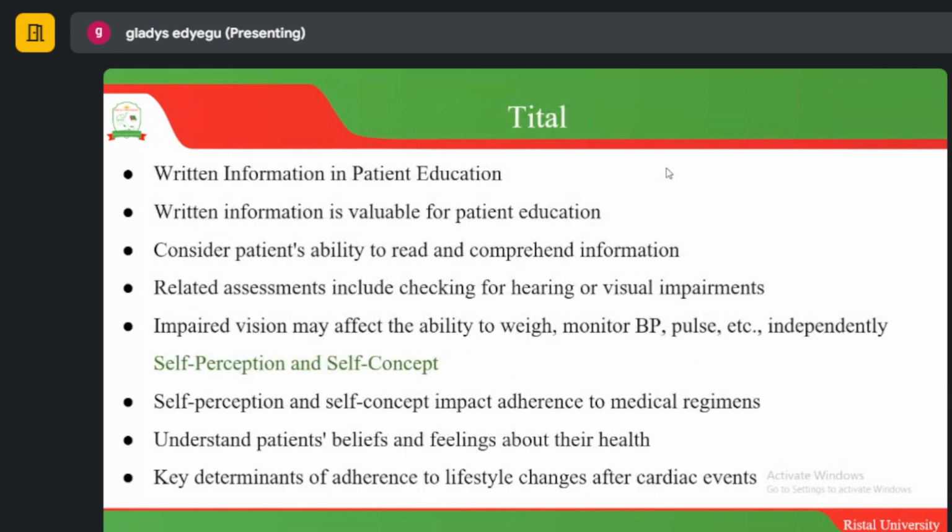So the written information in patient education, written information is valuable for patient education. Then consider the patient's ability to read and comprehend information. Related assessments include checking for hearing or visual impairments, which you should also do. Then impaired vision may also affect the ability to monitor BP, pulse, etc.